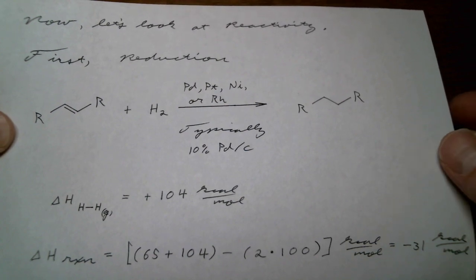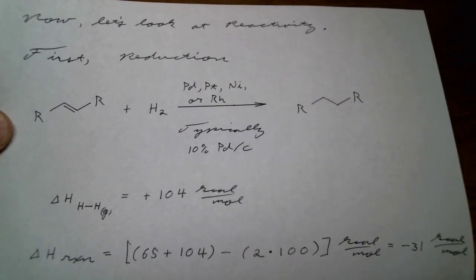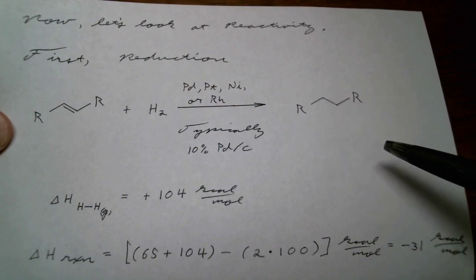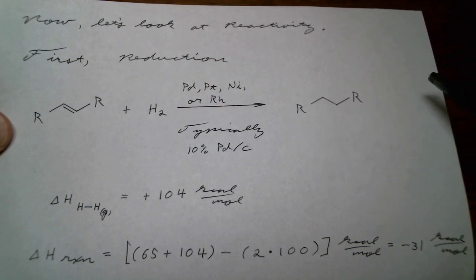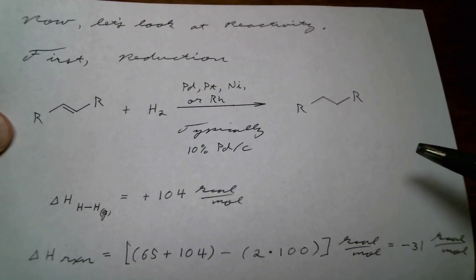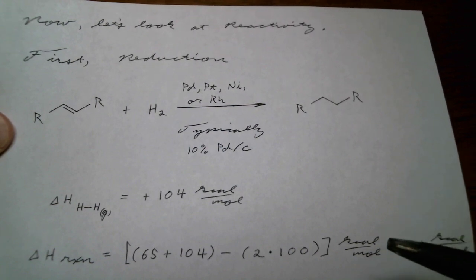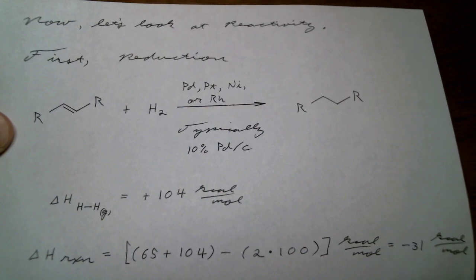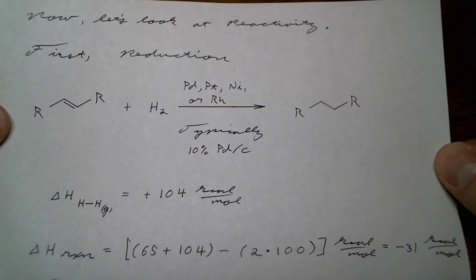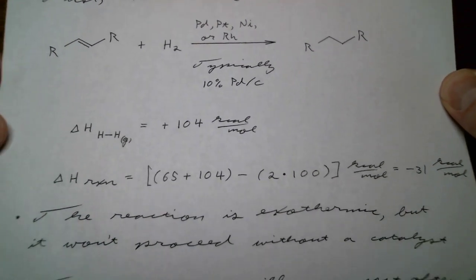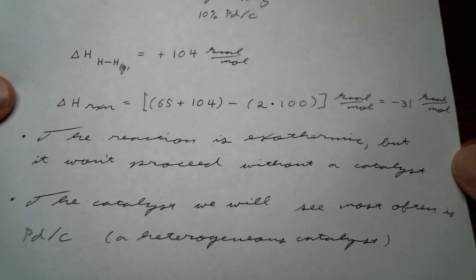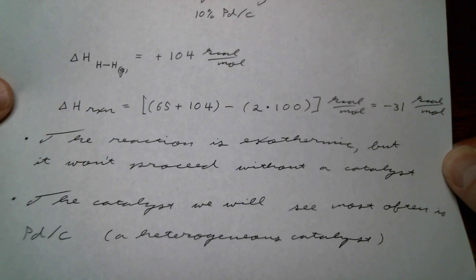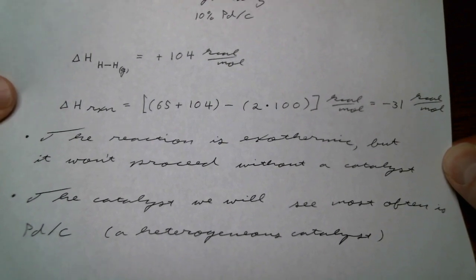So we get heat out. It's an exothermic reaction. Many reactions are driven enthalpically, that is, they release heat. So delta G equals delta H minus T delta S. It's delta H that contributes to delta G being negative and the reaction being spontaneous. However, this reaction needs a catalyst, obviously, to proceed. So the reaction is exothermic, but it will not proceed without a catalyst.